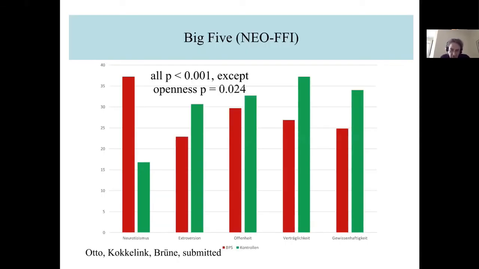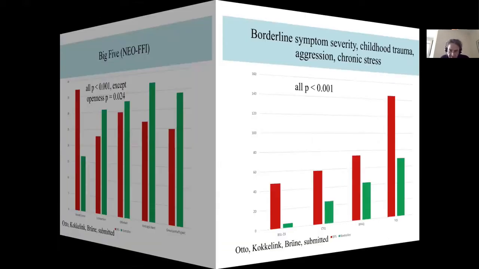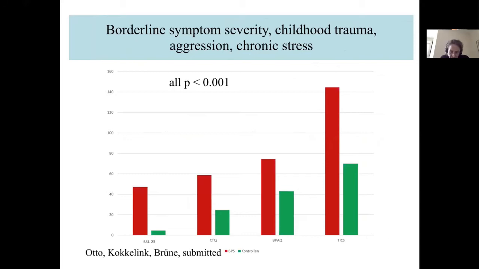In addition, and this is what's already been known for a long time, we found differences in all Big Five personality factors, especially neuroticism. All differences were highly significant except the one for openness, which was marginally significant, but when controlled for multiple comparisons, it was no longer significantly different between the two groups. And also in line with predictions, of course, we found more borderline symptoms in the clinical group compared to the control group.